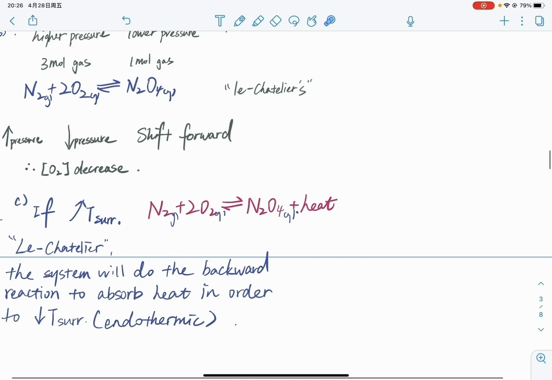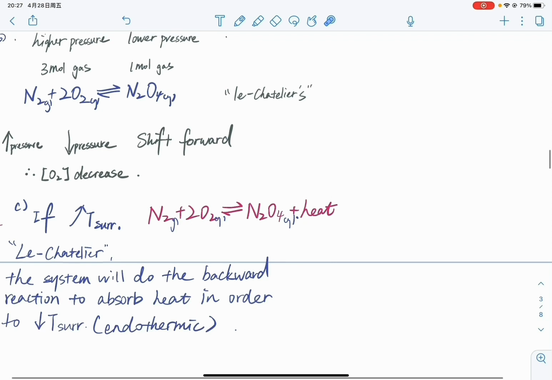So the next question asks what will happen to the concentration of N2O4 if we increase the temperature of the reaction. You can see from the question that the forward reaction is actually an exothermic reaction. So we can just write heat as a product for the forward reaction. According to Le Chatelier's principle, if we increase the temperature of the reaction, the reaction wants to decrease the temperature. So it will shift backwards in order to do an endothermic reaction to absorb heat from the surroundings in order to decrease the temperature.